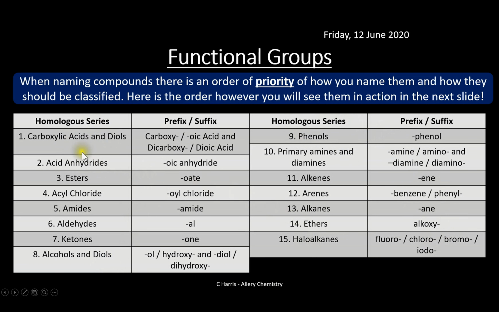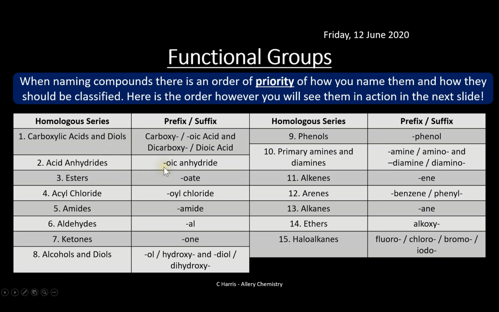So just to give you a brief walkthrough, I'm not going to dwell on this too much, because we're going to see the use of this table in the next slide a lot more. So you've got carboxylic acids and diacids. These take priority, and you can either call them carboxy or oic acid, and dicarboxy or dioic acid if it's a diacid. So this takes priority. If you have one of these in your molecule, and we're going to look at polyfunctional molecules as well, then this would take priority in terms of your naming.